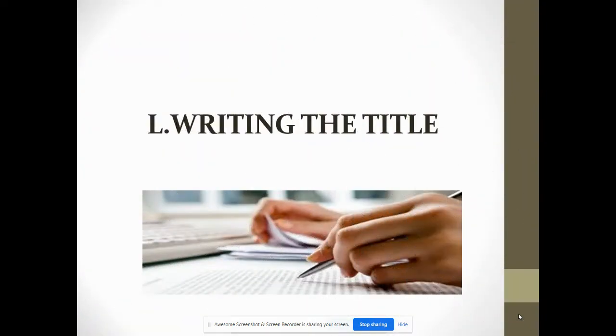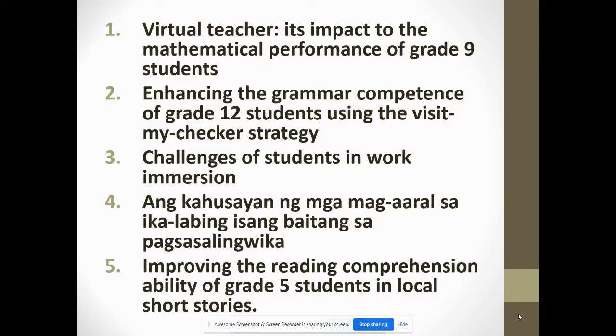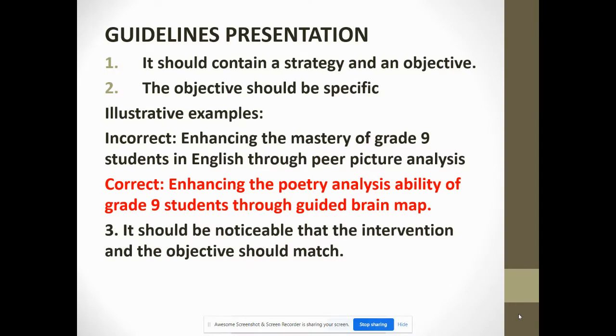Then we go now to writing the title. The first thing that a reader will read is the research title. Research title should be catchy, but above all, it should be correct and appropriate for an action research. So below is a list of researches. Our task is to identify which belong to an action research. But before we answer this one, let us discuss first the guidelines for the title.